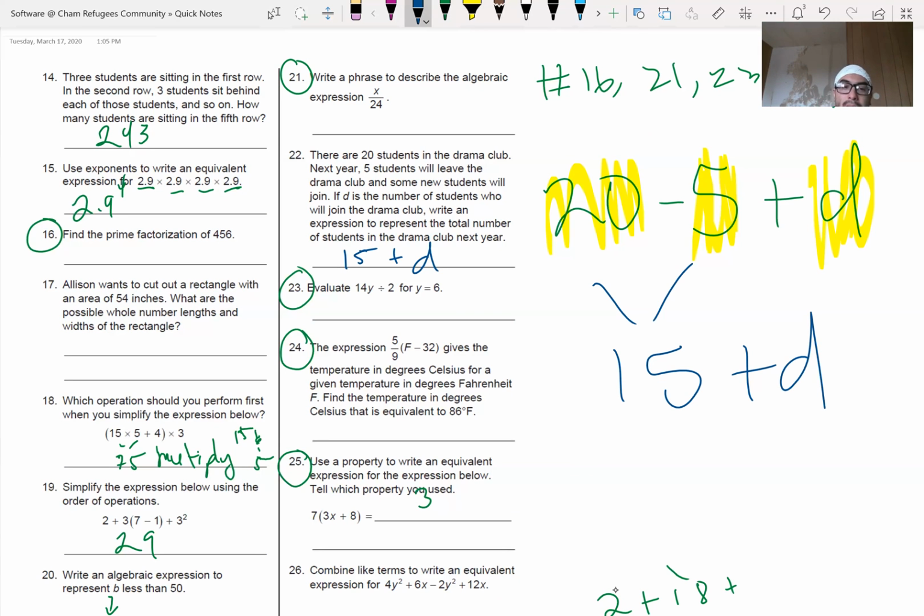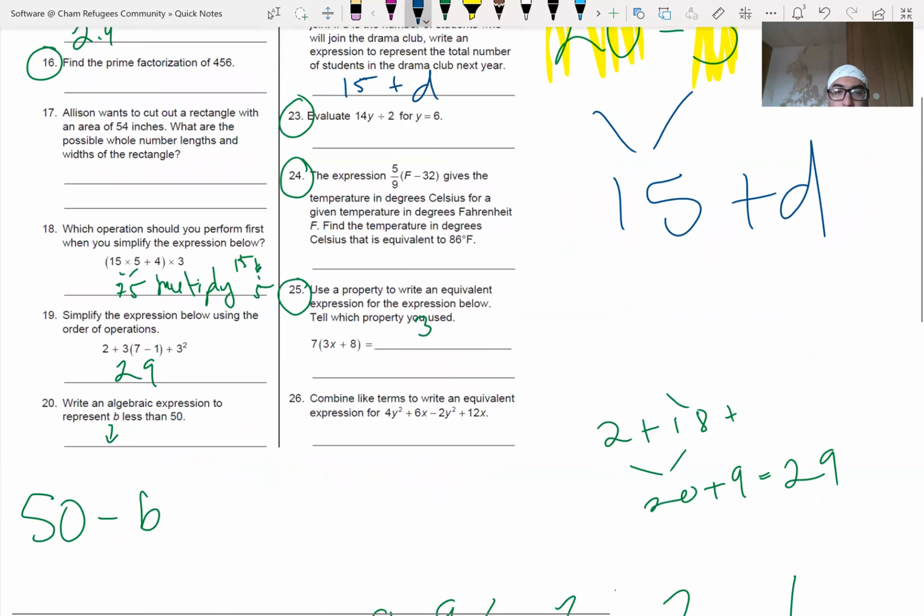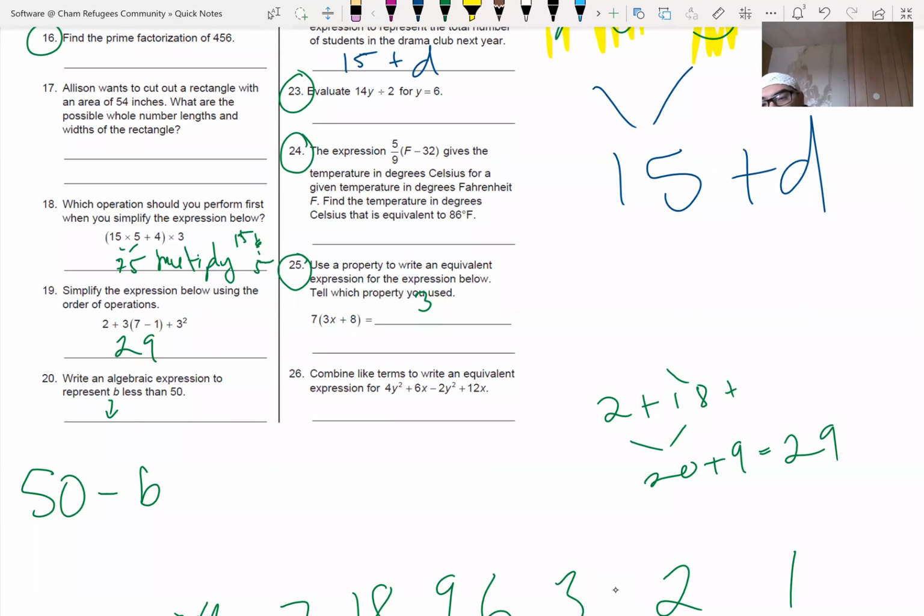Okay, again, I said you have to do the next 3 on your own, and we are almost done for today. This is a hard one, so I really wanted to make sure that we did this together. Okay, it says combine the alike terms to write an equivalent expression. So the alike terms are the ones with the same variable, the same exact variable.